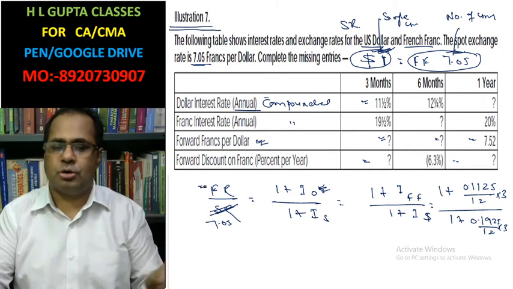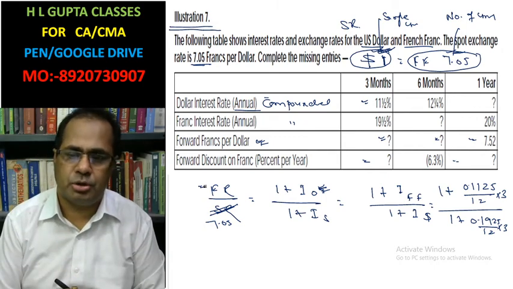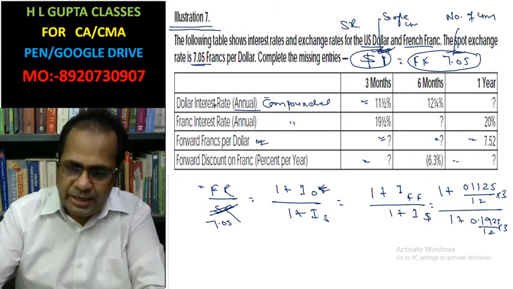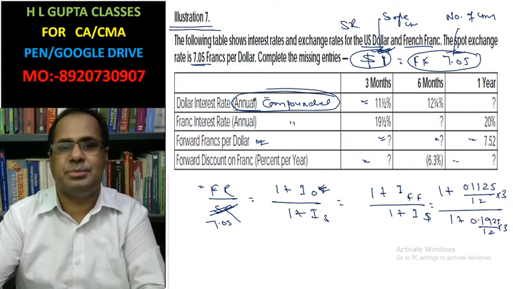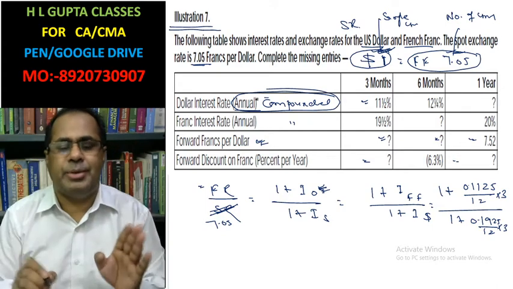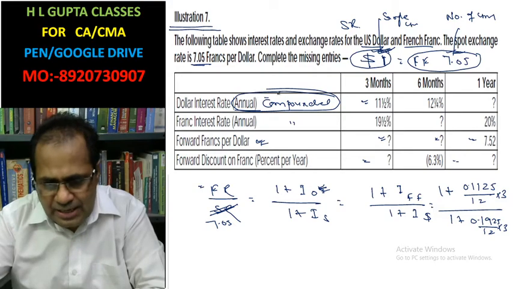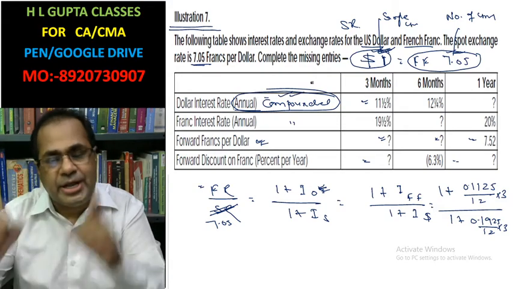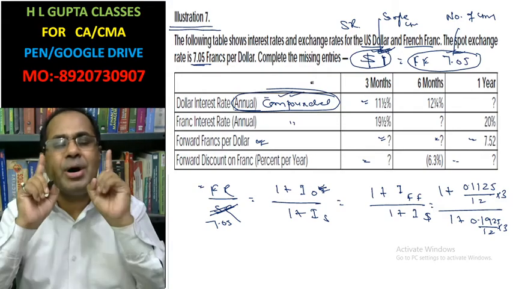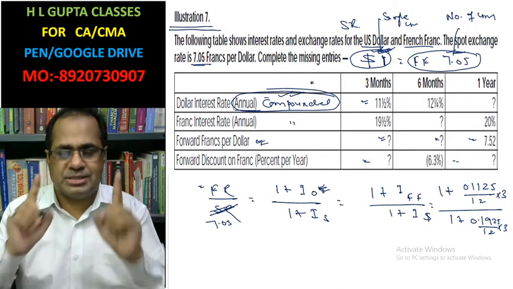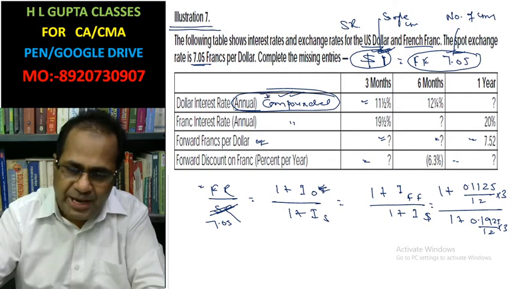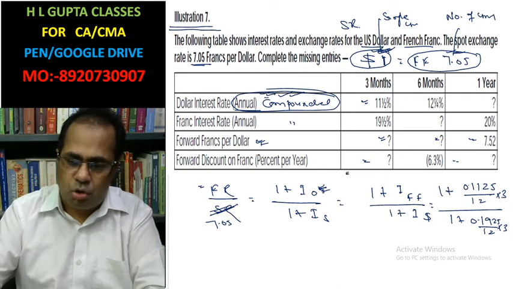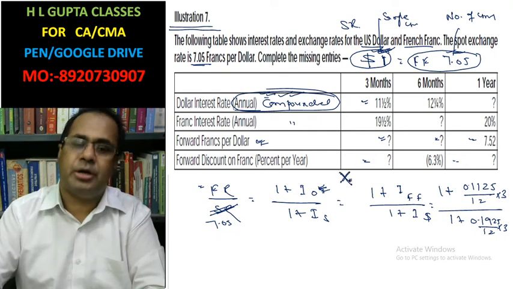The solution is not correct, because here it is written annually compounded. What does this mean? Annually compounded means interest rate as well as time period you have to make per annum. This is the wrong solution which we have done.